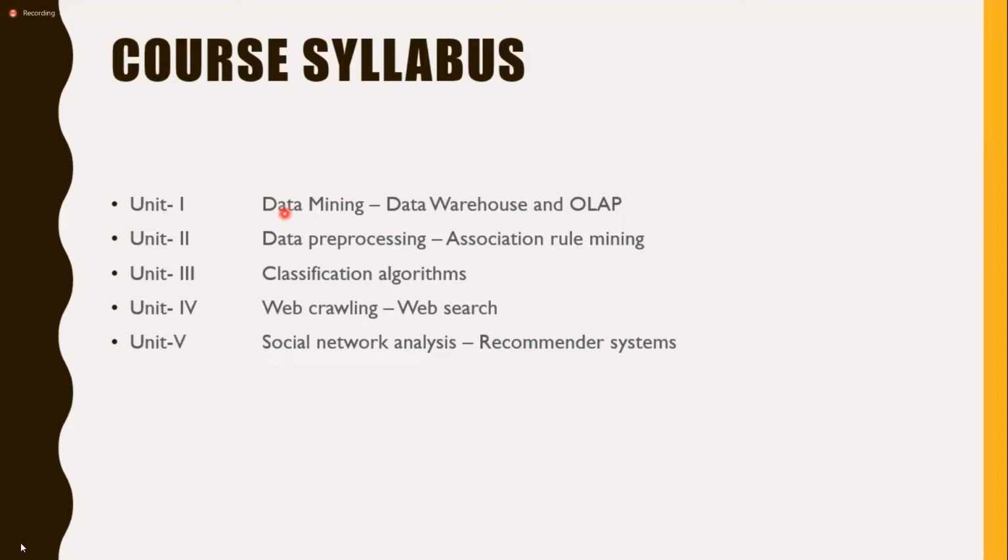And coming to second unit, it also has 2 parts. One is data pre-processing and another one is association rule mining. So first part is data pre-processing. In case of data mining, before performing that data mining, we need to pre-process the data. The name itself says that pre-processing. Before actual processing, we need to pre-process it.